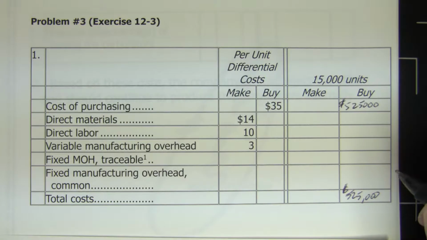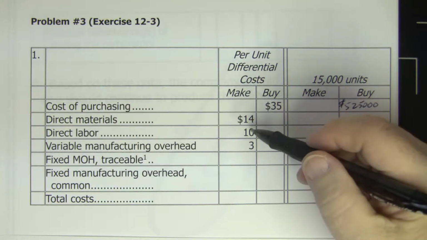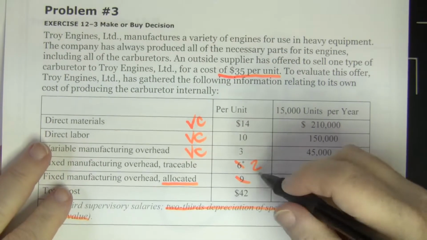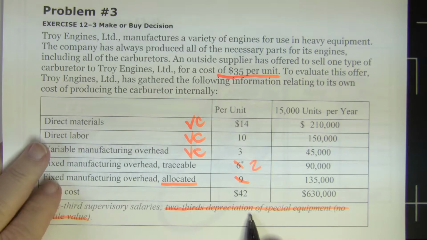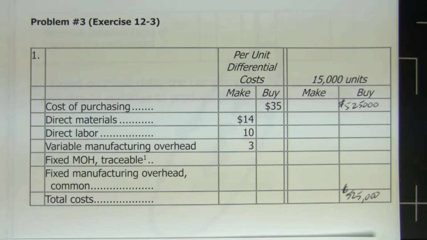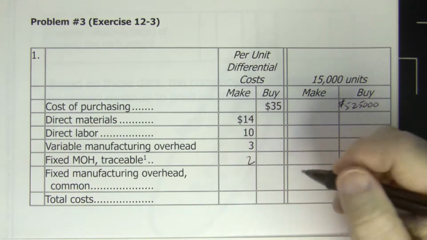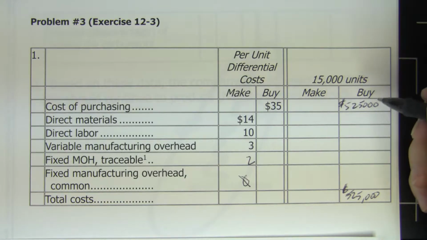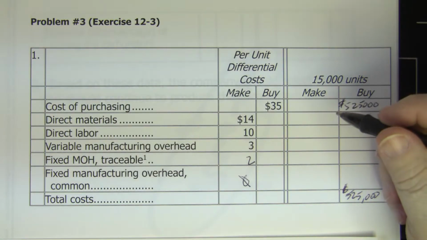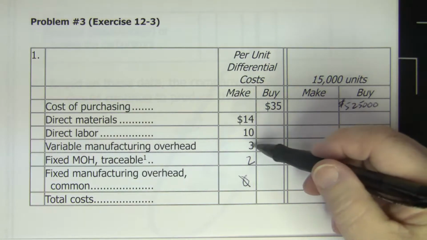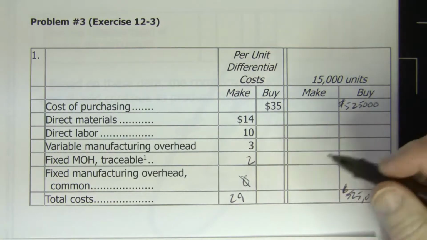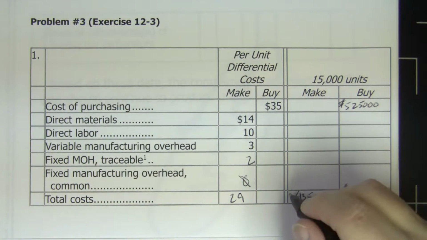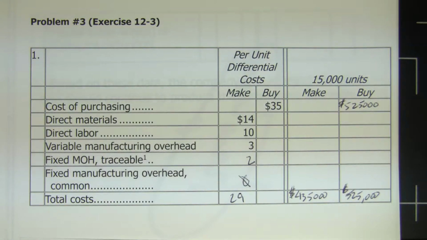Now, if we make it, we have our direct material, our direct labor, our overhead. But remember, our traceable overhead, we said, was really 2, because 2/3 of the 6 is depreciation on equipment that has no other use. So that's not $6, that's $2. And we're not allocating anything, because if we don't pay it, another division will. So when we take a look at that, our cost to make a unit is $24, $27, $29. $29 times 15,000 units is $435,000.